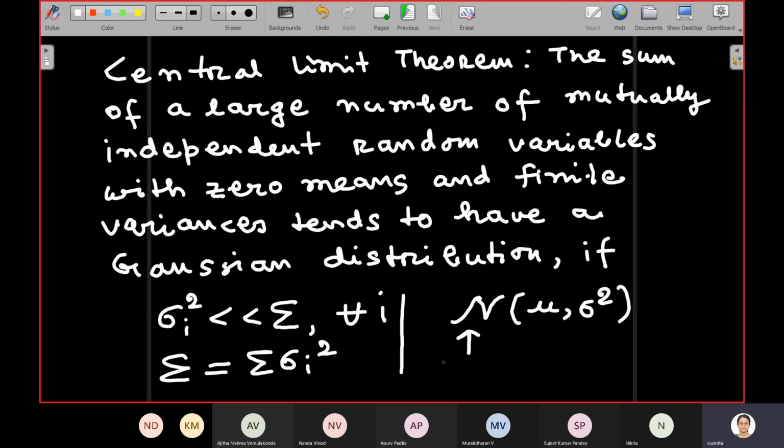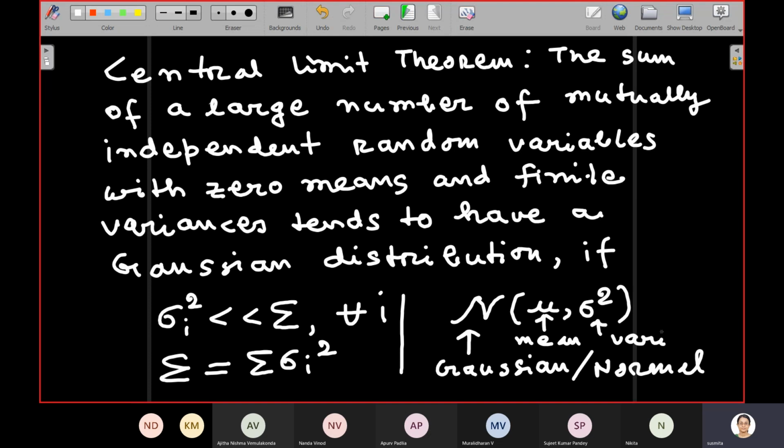Another name for the Gaussian distribution is normal. We use the italicized N, for Gaussian or normal. The first entry within parentheses is the mean, and the second one is the variance. This is the convention we are going to follow in this class, and it is a standard convention for representing the Gaussian distribution.